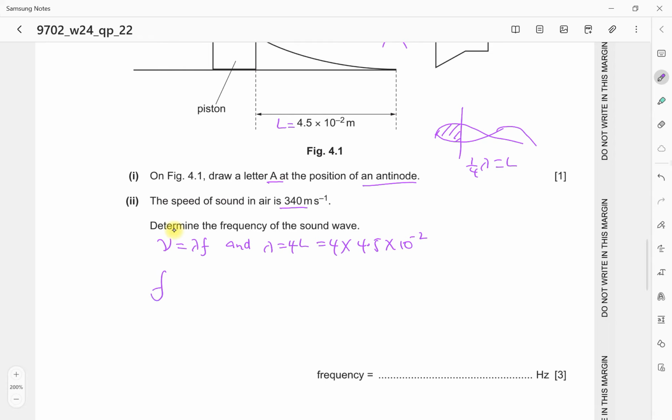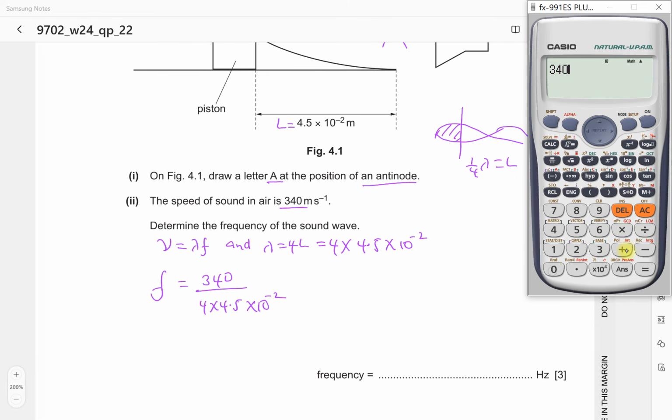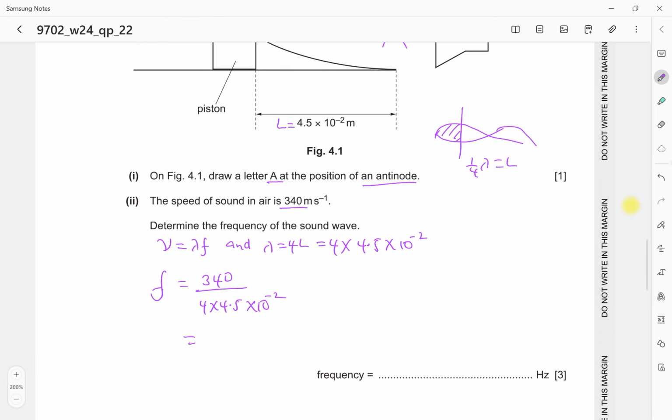So it means the frequency f is going to be equal to v, which is 340, divided by wavelength, which is 4 times 4.5 times 10 to the power of minus 2. I'll check my calculator. 340 divided by 4 times 4.5 exponent minus 2. So that is 1888.8, which is approximately 1900. So the frequency is approximately 1900 hertz.